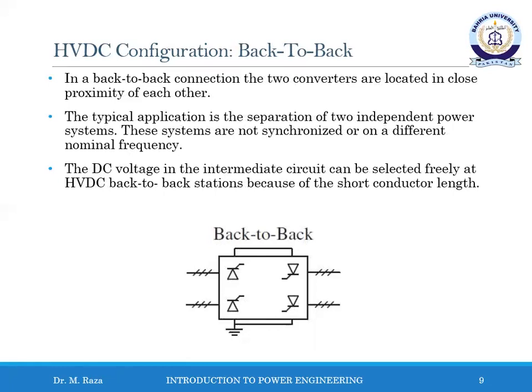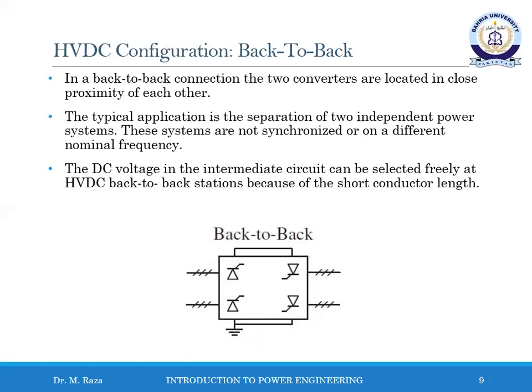Another configuration of HVDC system is called back-to-back. In a back-to-back connection, the two converters are located in close proximity of each other. The typical application is the separation of two independent power systems. These systems are not synchronized or are on a different nominal frequency.